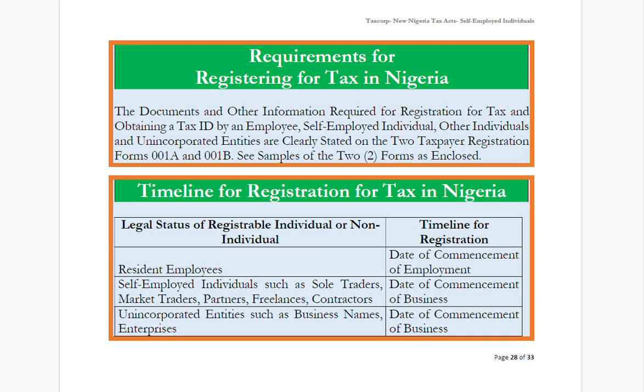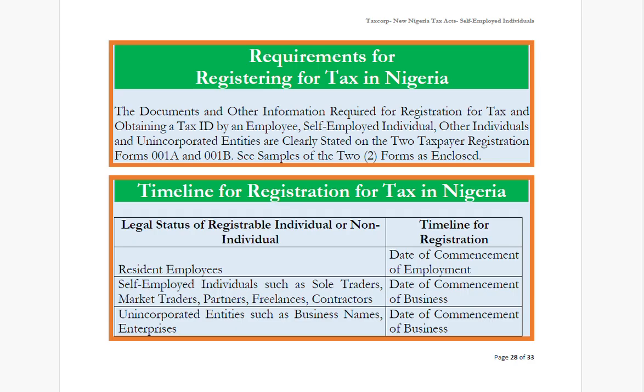Timeline for registration for tax in Nigeria. Here we have 2 columns: legal status of registrable individual or non-individual, and timeline for registration. You have to know your legal status, and once you know your legal status, you can now find out and verify when you are supposed to register.